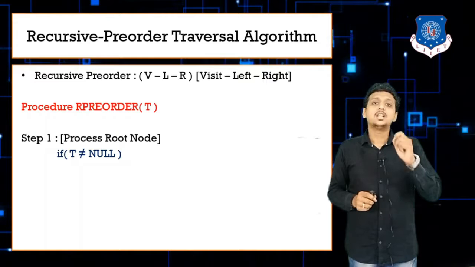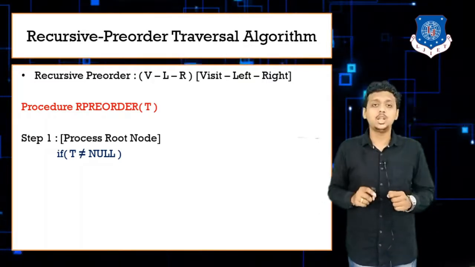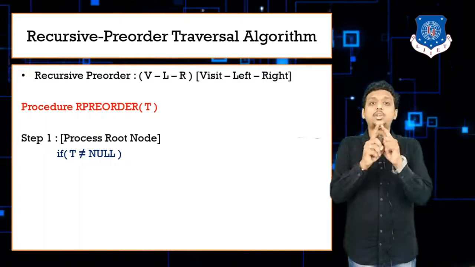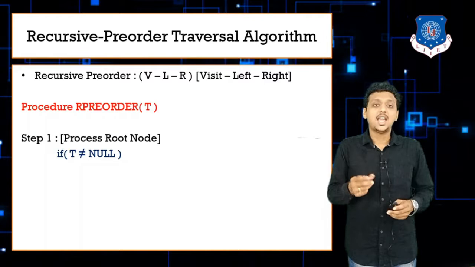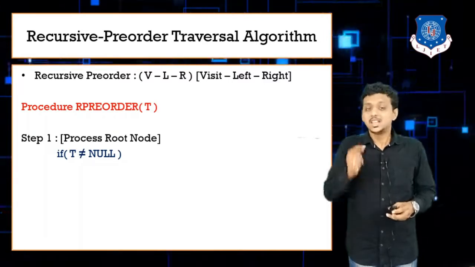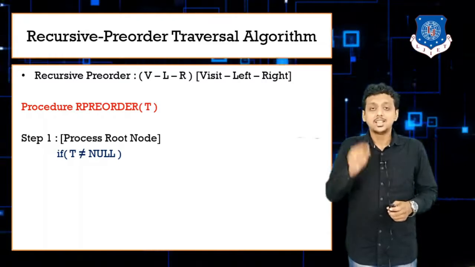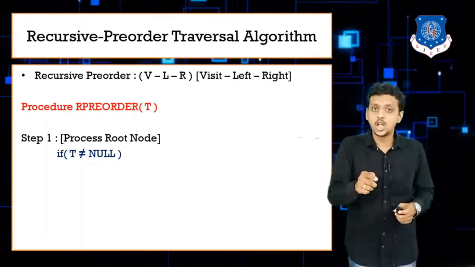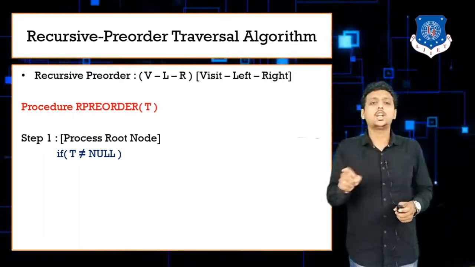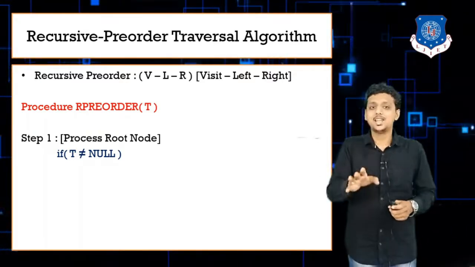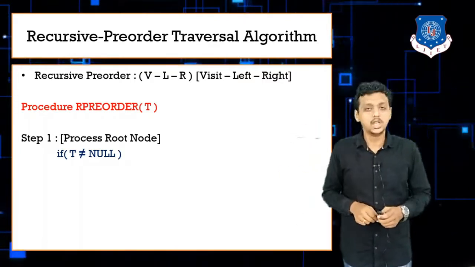Students, T is a pointer which is pointing to the root node. If T is pointing to null, that means there is no tree, or we can say the tree does not exist. If a linked list does not exist, then the first pointer is pointing to null. If a stack does not exist, then the top pointer is pointing to null. If a queue does not exist, then the front and rear pointers are both pointing to null. Same like that, students, if my tree does not exist, then my T pointer is pointing to null.